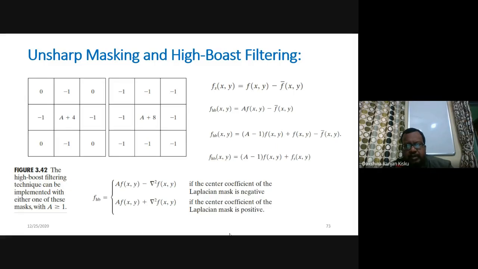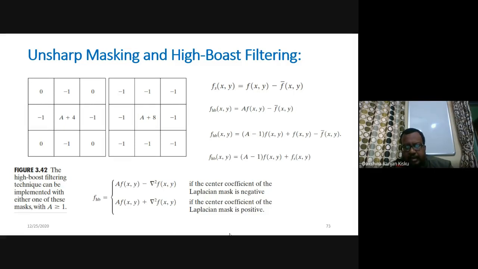High boost filtering uses a constant capital A, and this A is associated with the original image f(x,y). That means at any point of the original image, we multiply the pixel value with the constant A. A is multiplied with each and every pixel of the original image, and then the blurred image is subtracted from the resultant image after multiplying by the constant A, and we get the high boost filtering image or high boost filtering operator.